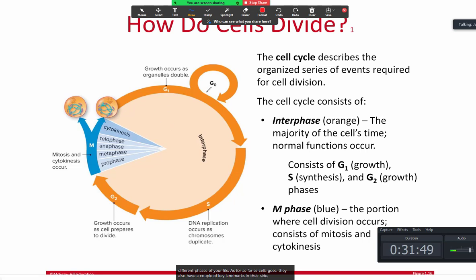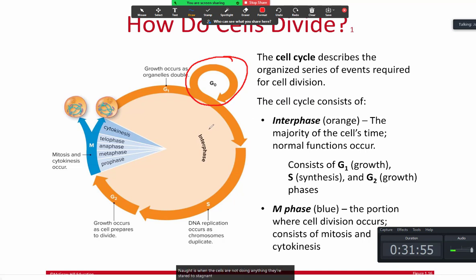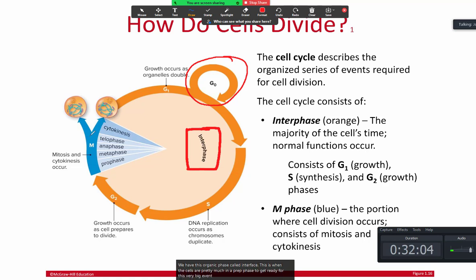So we start off with what they call G0. G0 is when the cells are not doing anything. They're stagnant. We have this gigantic phase called the interphase. This is when the cells are pretty much in a prep phase to get ready for this very big event called the M phase. And the M phase is the famous one-word phase called mitosis, which is none other than nuclear division.